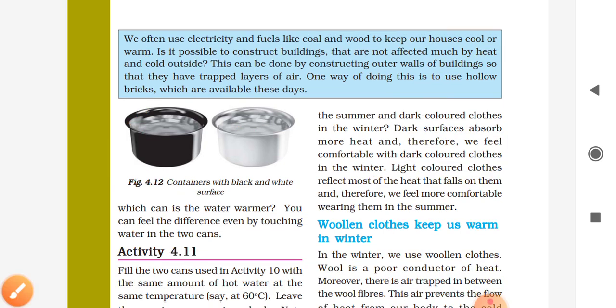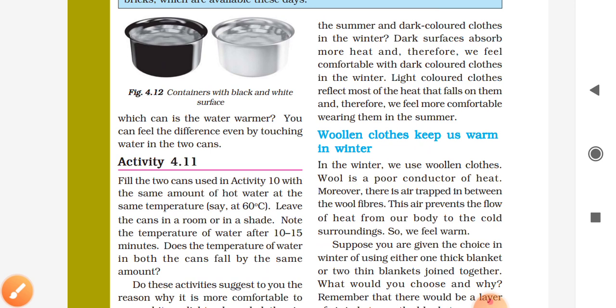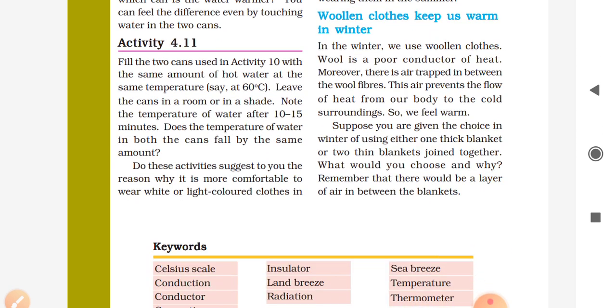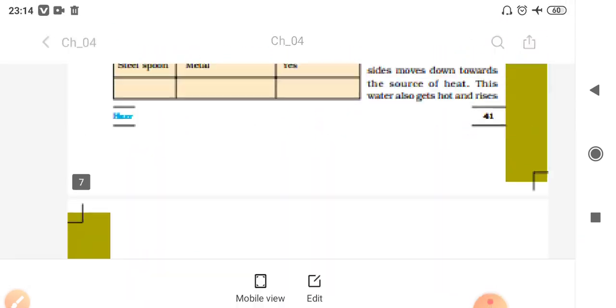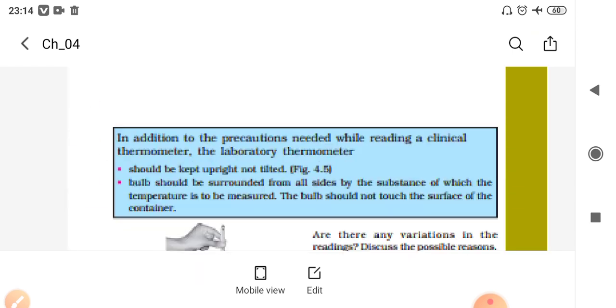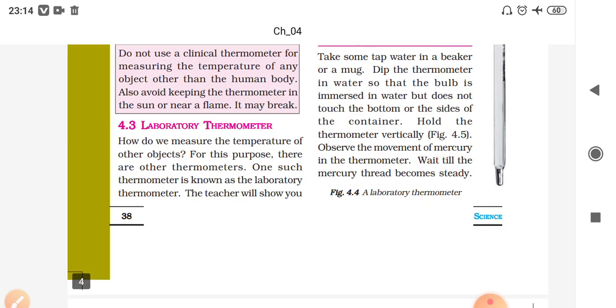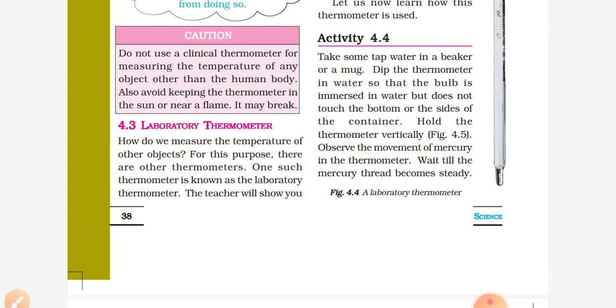So now you understand why a darker object will absorb more and more heat. This is the reason we use woolen clothes, we use darker clothes in the winter. So students, I hope you understand every point in this chapter, heat, and you just revise it. Thank you. Thank you very much.